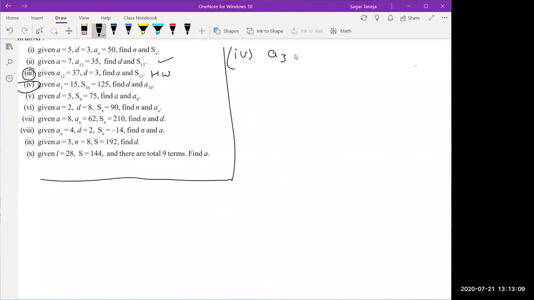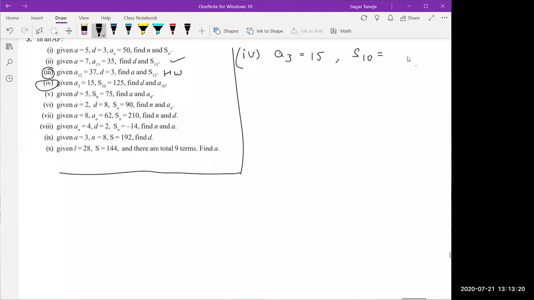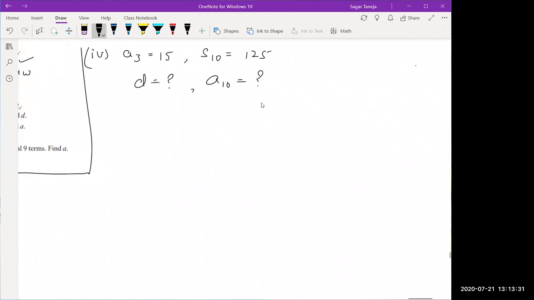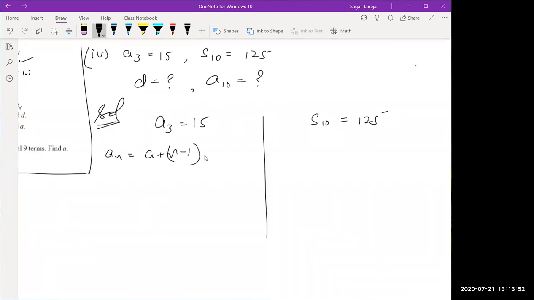Fourth part: a3 is given as 15 and S10 is given as 125. We need to calculate d and a10. Both a3 and S10 we have to expand with the help of the formula. This is a3, which is 15, and here we have S10, which is 125. Using the formula an equals a plus n minus 1 d, a3 can be written as a plus 2d, since 3 minus 1 is 2, and a plus 2d is 15. Let it be equation 1.